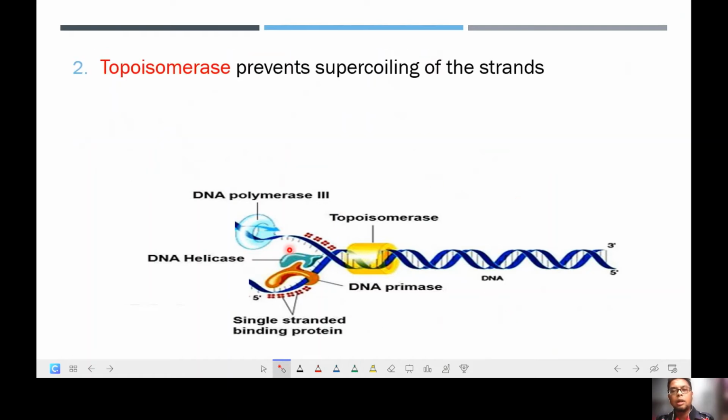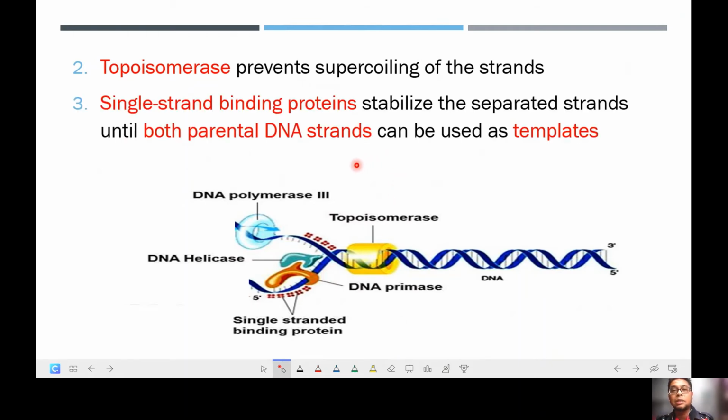Usually, when the two DNA strands are separated over here, the two separated strands will have a tendency to recoil with each other, and this is known as the supercoiling of the strands. However, an enzyme will be involved. That will be the topoisomerase enzyme. The topoisomerase enzyme will prevent the supercoiling of the strands. This will ensure that the two separated strands of DNA will remain separated.